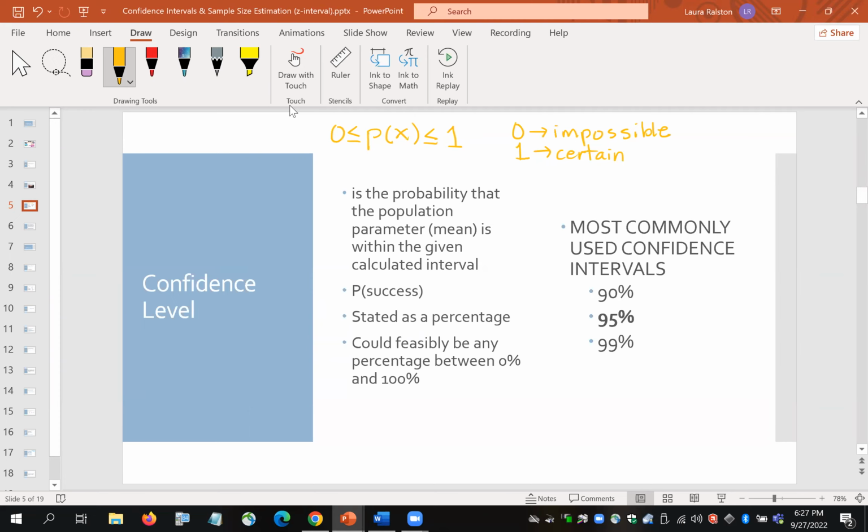The most commonly used confidence intervals are 90%, 95%, and 99%. You see 99% a lot, especially in the medical field when you're doing medical research, perhaps on a drug trial, because you want to be sure that you're not wrong about whether or not the medication works. Of those three, 95% is probably the most popular. It's the one you'll see most often.